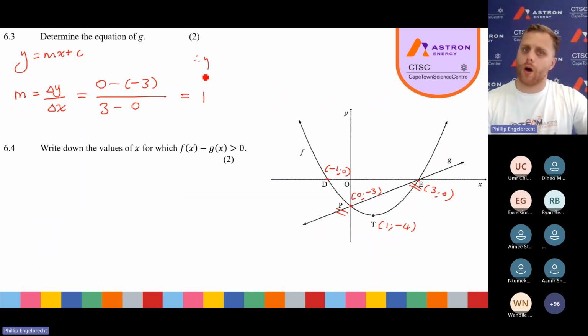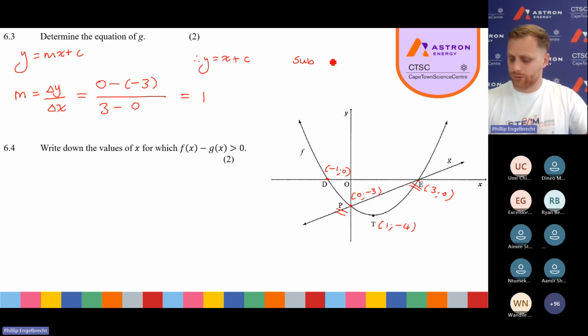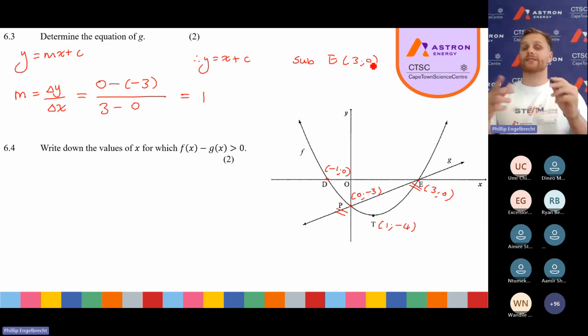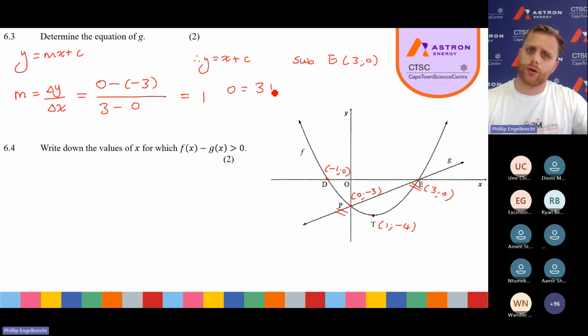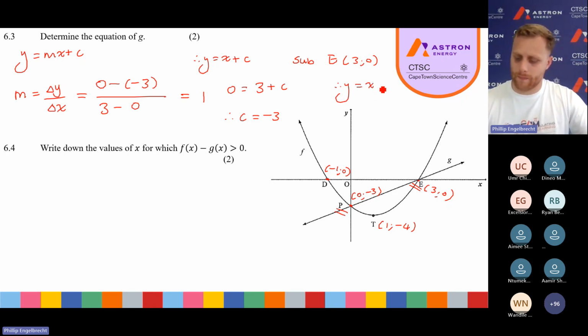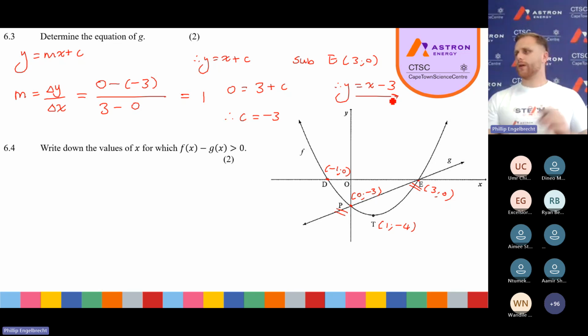So therefore, y = x + c. What I then do is substitute any point. I'm going to substitute E, the point (3, 0). So I substitute that into my equation, and I get 0 = 3 + c. So therefore, c = -3, and therefore y = x - 3. And there we go. So c is -3, and that is your equation for g(x).